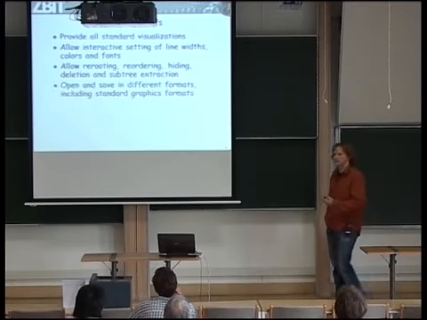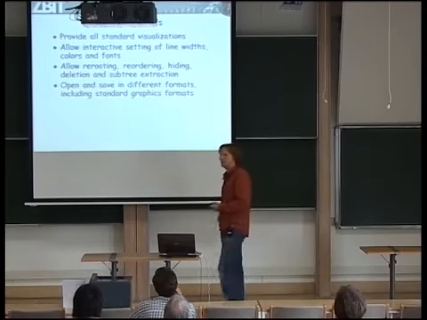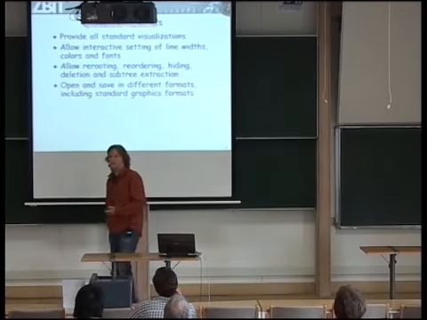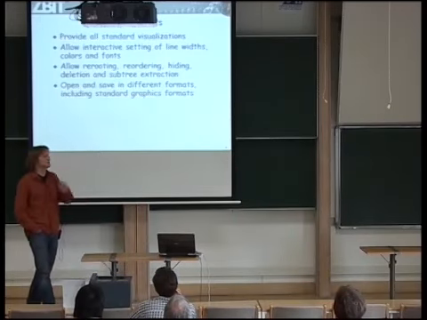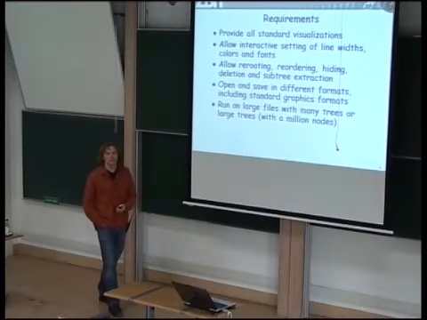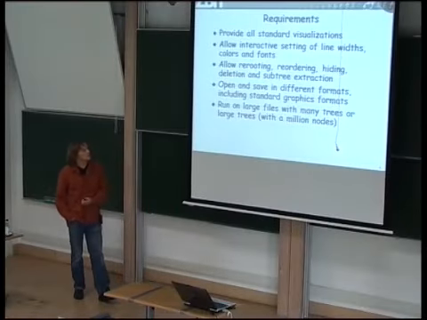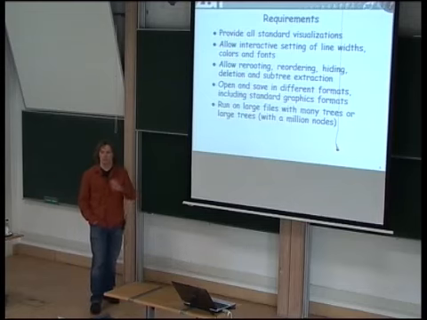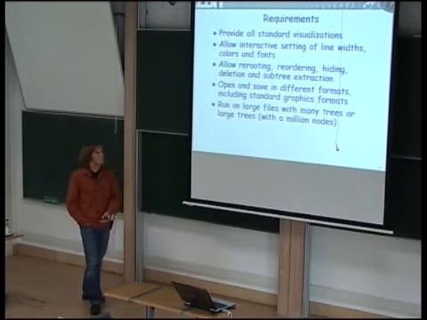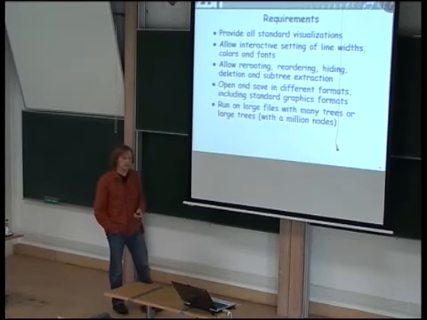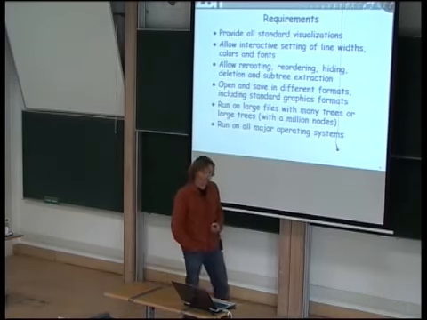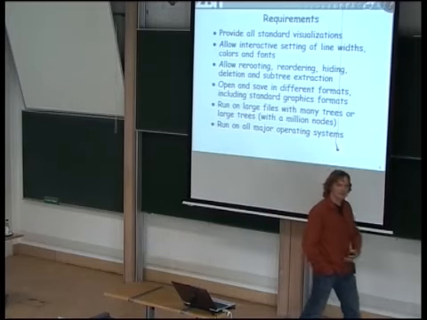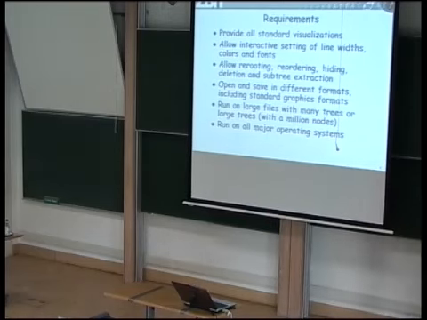You want to be able to save and open in different formats and different graphics formats, export it to SVG and then put it into Illustrator or something. And you want it to run on very large files. So you want to be able to load 20,000 trees, or you want to load a tree with 1 million nodes. And obviously, this all has to run on all the different operating systems that exist.